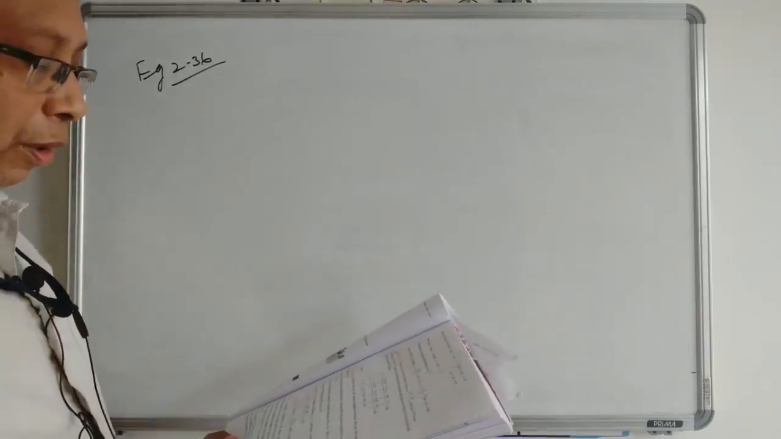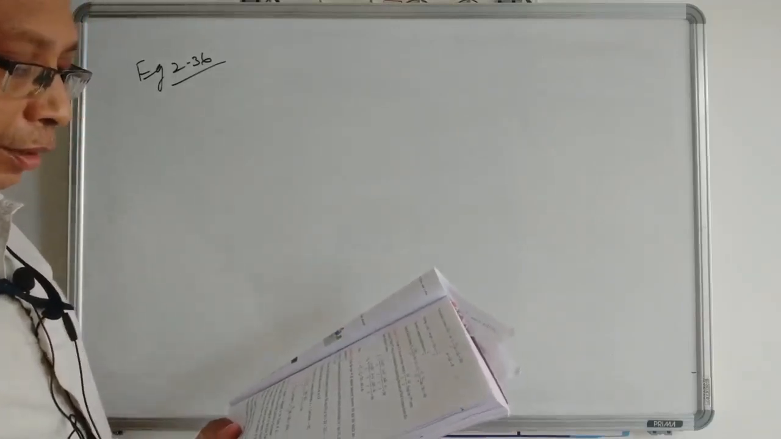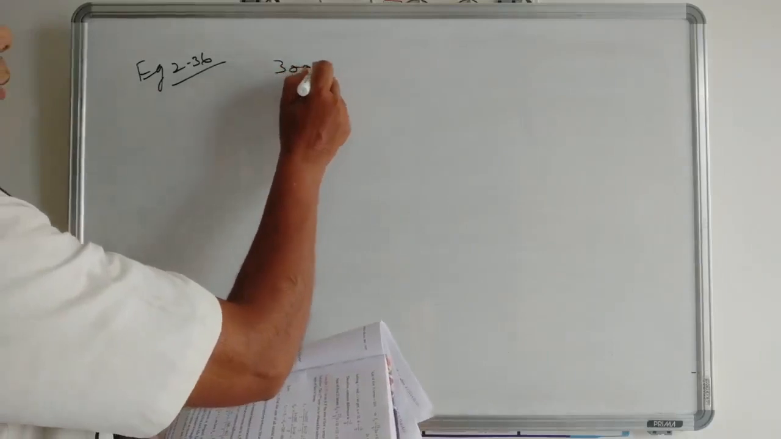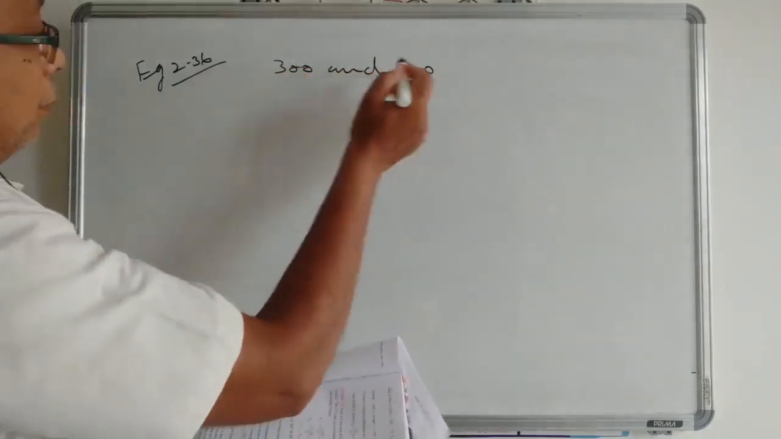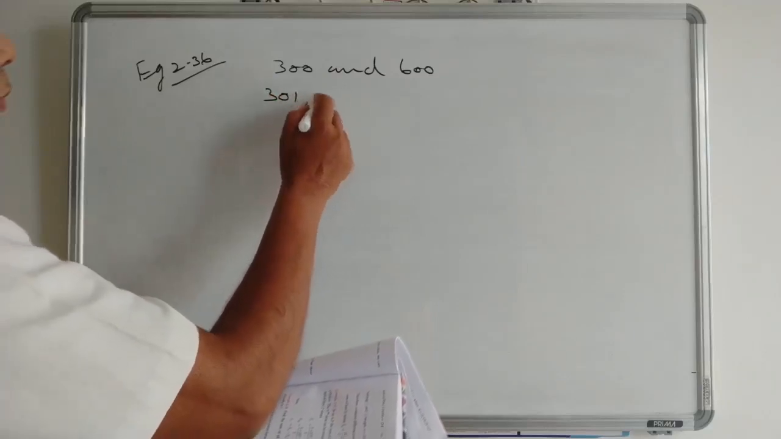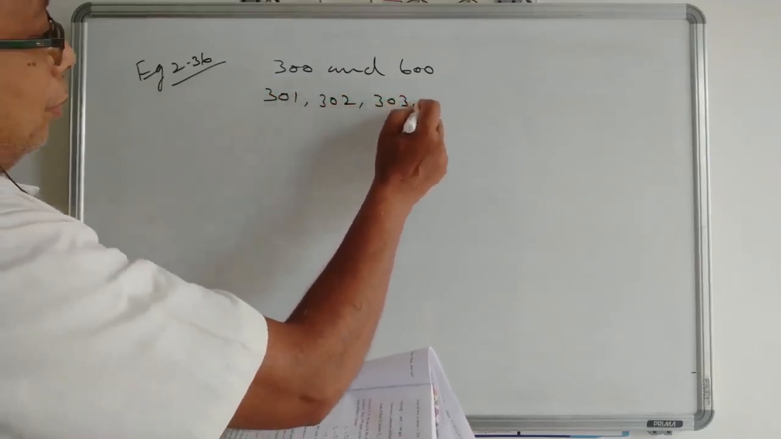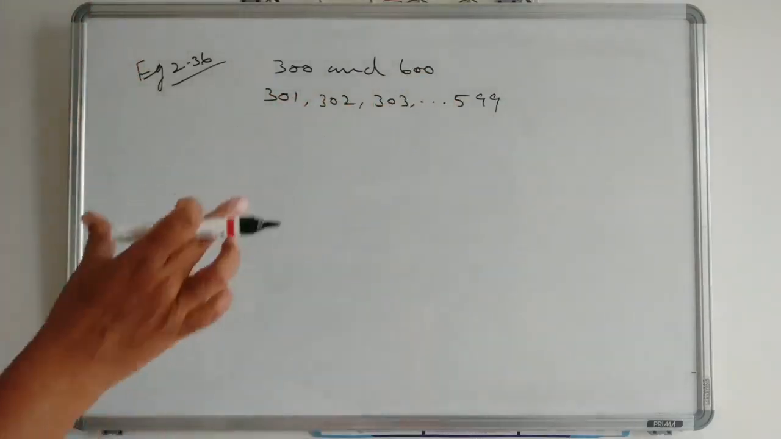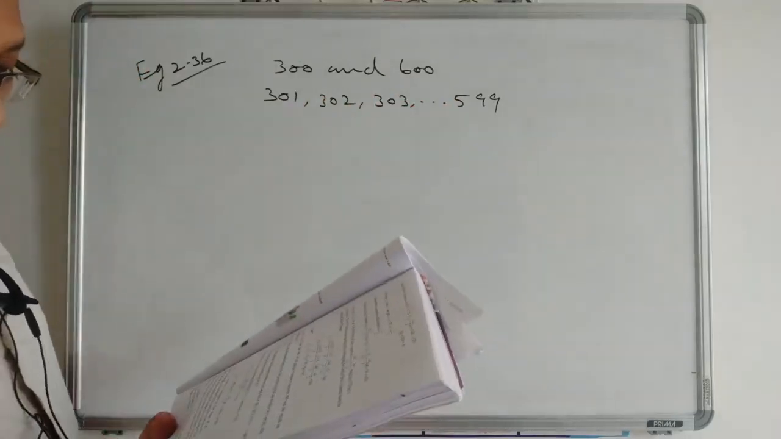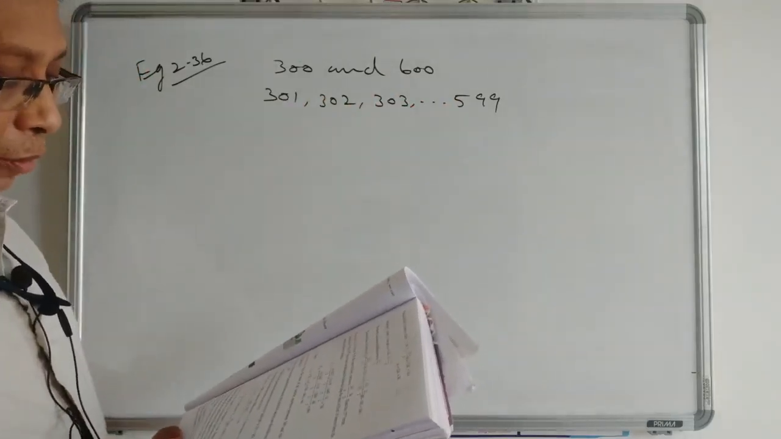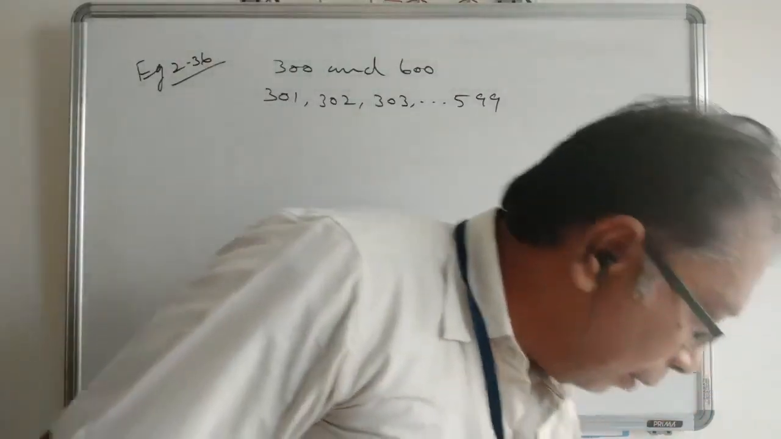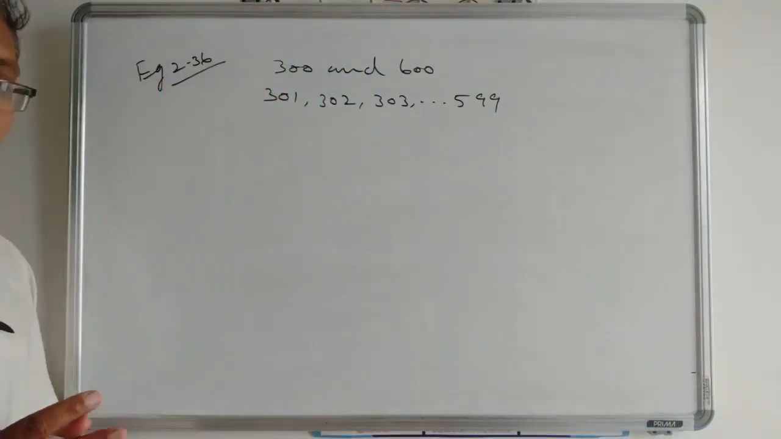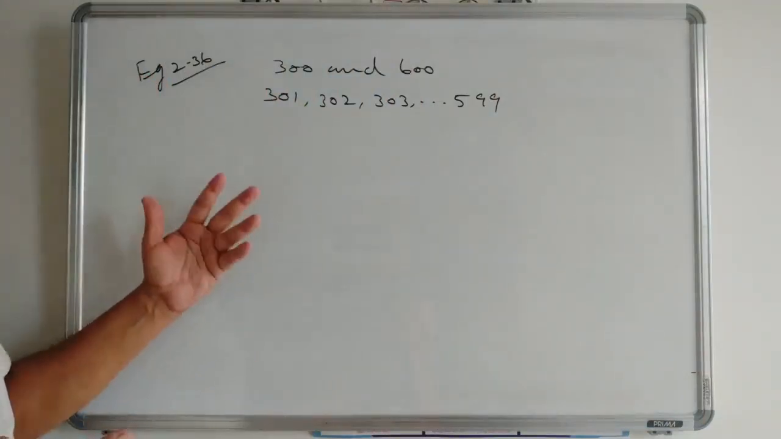Find the sum of all natural numbers between 300 and 600 which are divisible by 7. The numbers between 300 and 600 are 301, 302, 303, and so on up to 599. The question asks only for those divisible by 7, so we want to find the first number divisible by 7.